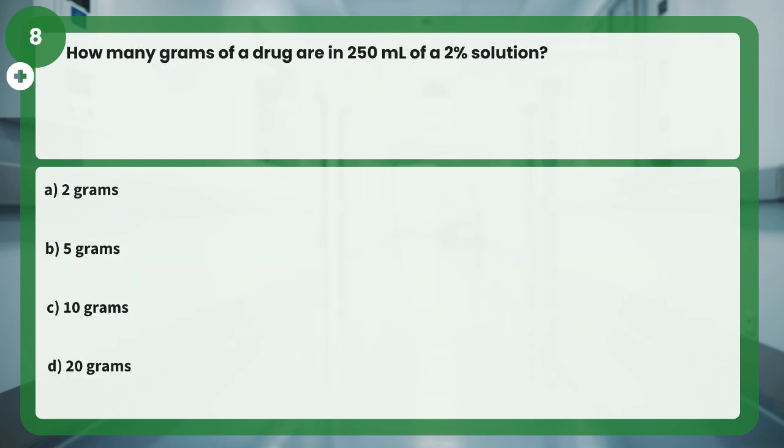Question 8. How many grams of a drug are in 250 milliliters of a 2% solution? A. 2 grams. B. 5 grams. C. 10 grams. D. 20 grams.